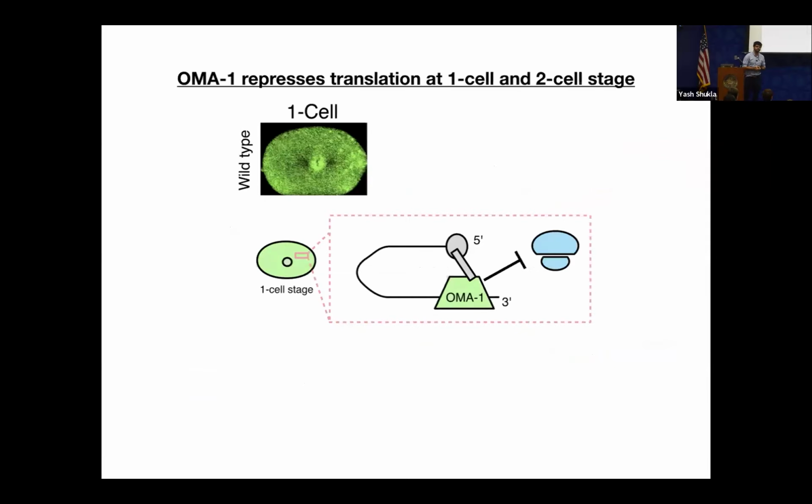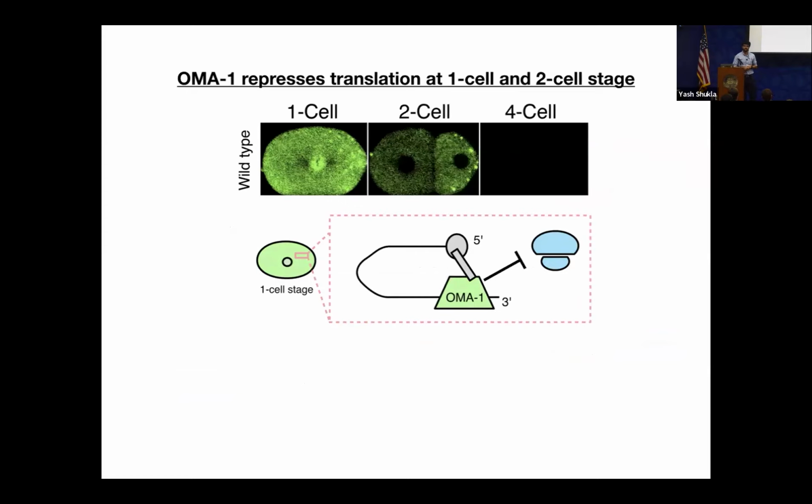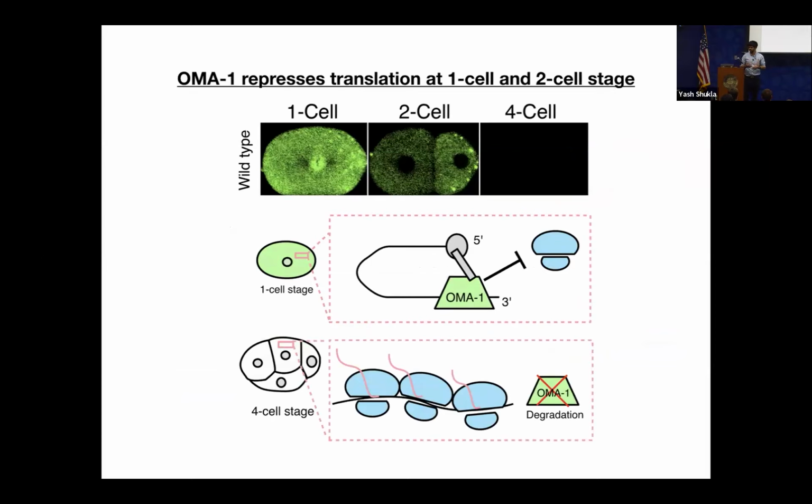In C. elegans, we have this protein called OMA1 that was previously known to regulate a few transcripts during early embryogenesis, but we did not know the extent to which it regulates them. From what we understand, OMA1 binds to the 3' UTR and prevents ribosomes from binding to it. As the embryo develops, this protein starts to degrade, and we then observe translation of the transcripts that were regulated by OMA1. But we wanted to see the extent to which OMA1 actually regulates different transcripts.